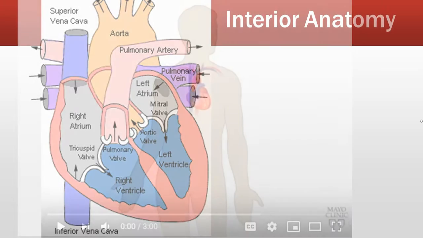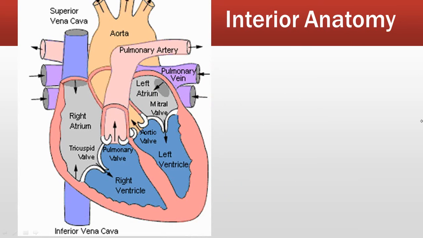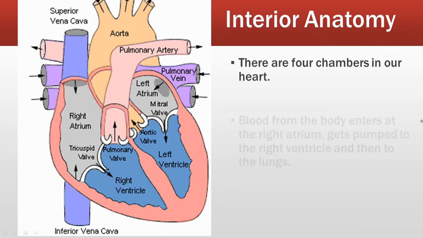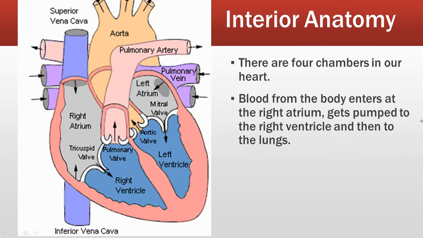All right. So that introduced us to the interior anatomy of the heart. Okay, so let's see. There are 4 chambers. We know that, right? Blood from the body enters at the right atrium. Okay, so that's the name of this right. So notice I'm pointing to the left side, right? Because if the heart were in you, that'd be your right side of the body. Does that make sense to you?